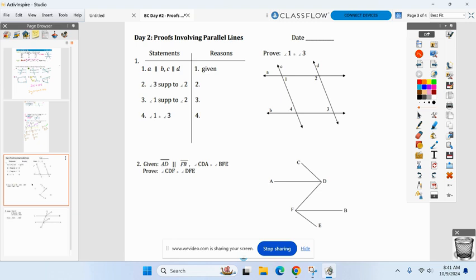I figured the easiest way to start this, because these proofs are going to get harder, was to give you all the statements and see if we can write in the reasons and see how it connects. So I'm telling you A parallel to B. Remind me from yesterday, how do you mark the diagram to show A and B are parallel? Arrows. Here we go. So A and B are parallel.